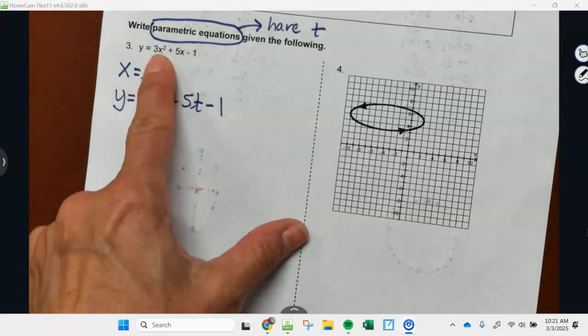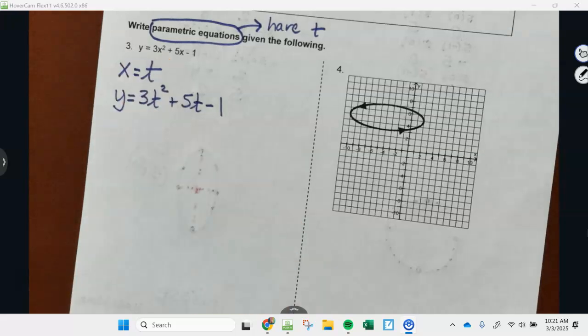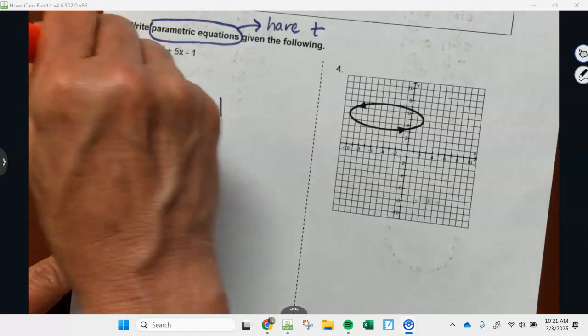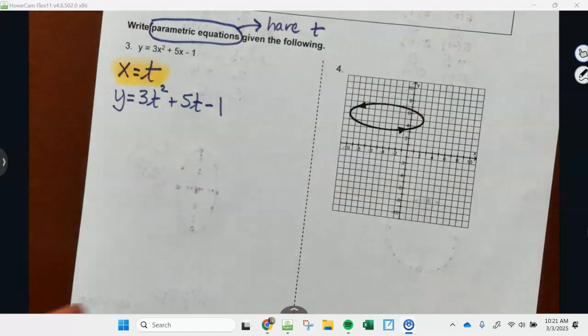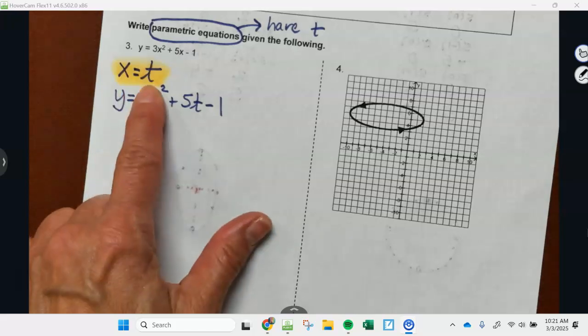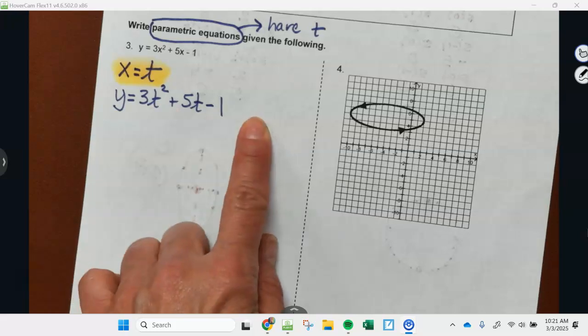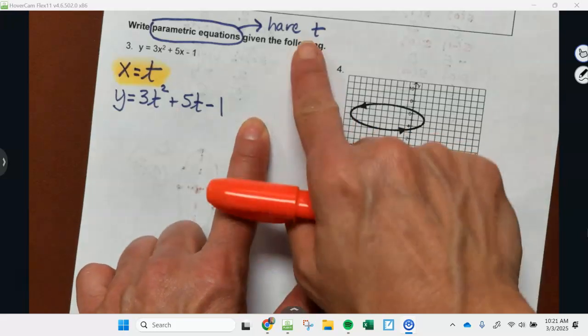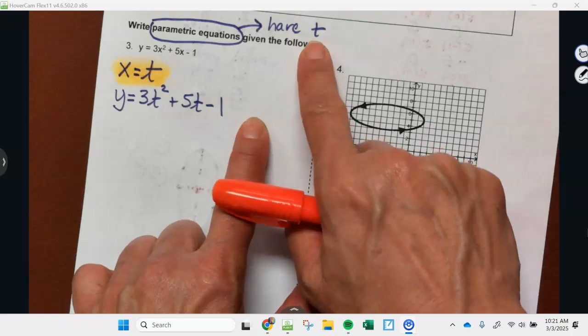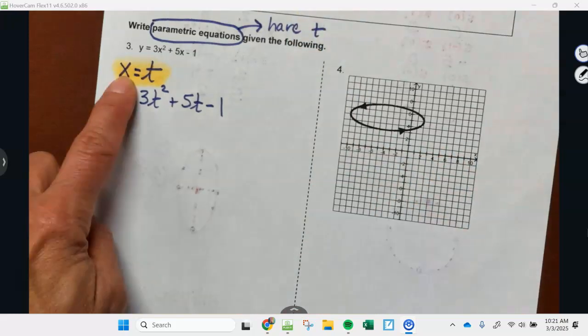All you have to do is replace the letter Y with the letter T, but here's the kicker, and here's why I said I'm using the highlighter today. If you don't write that part, then that's not the complete set. You have to say X equals T and Y equals the replacement, because parametric equations always have the letter T. You have to tell me this part.